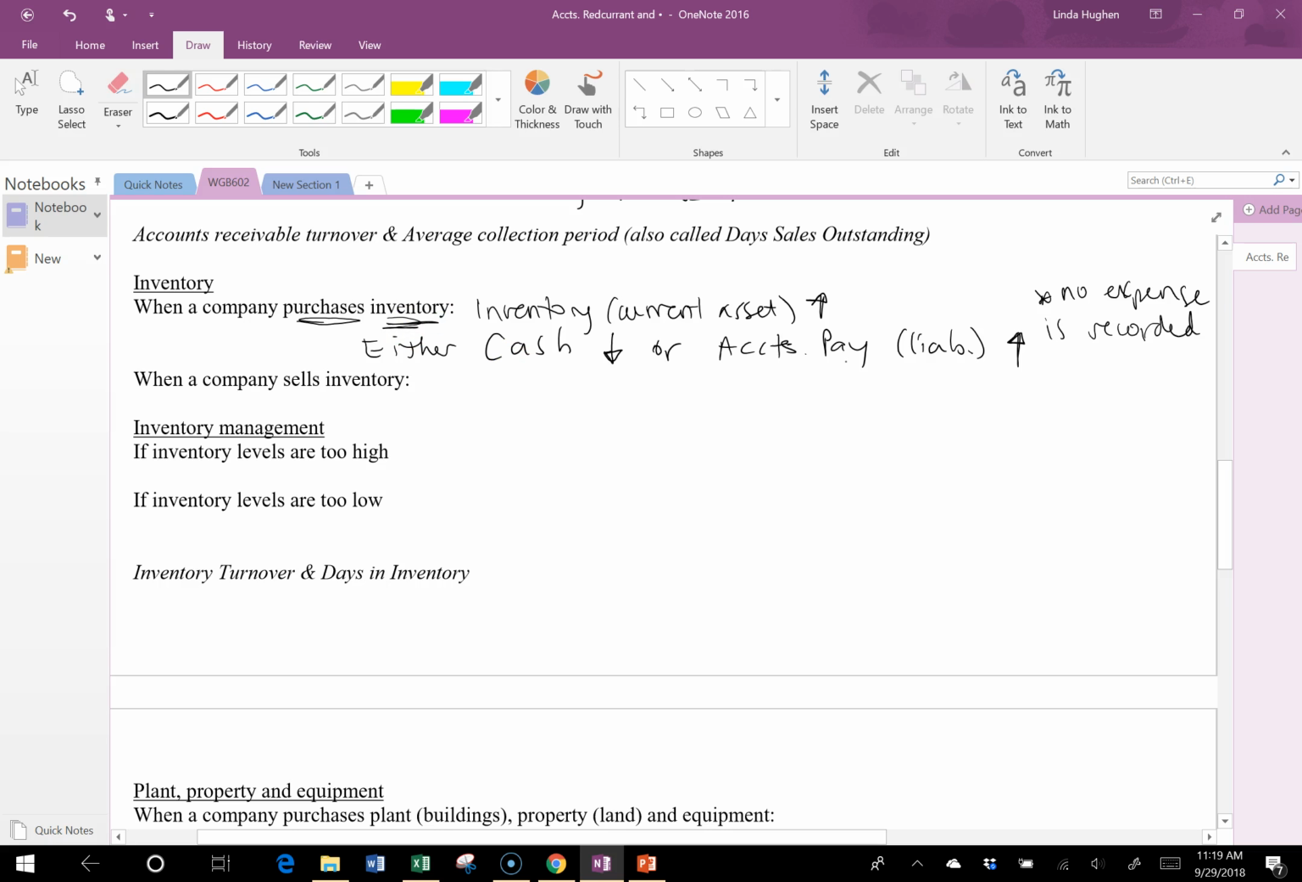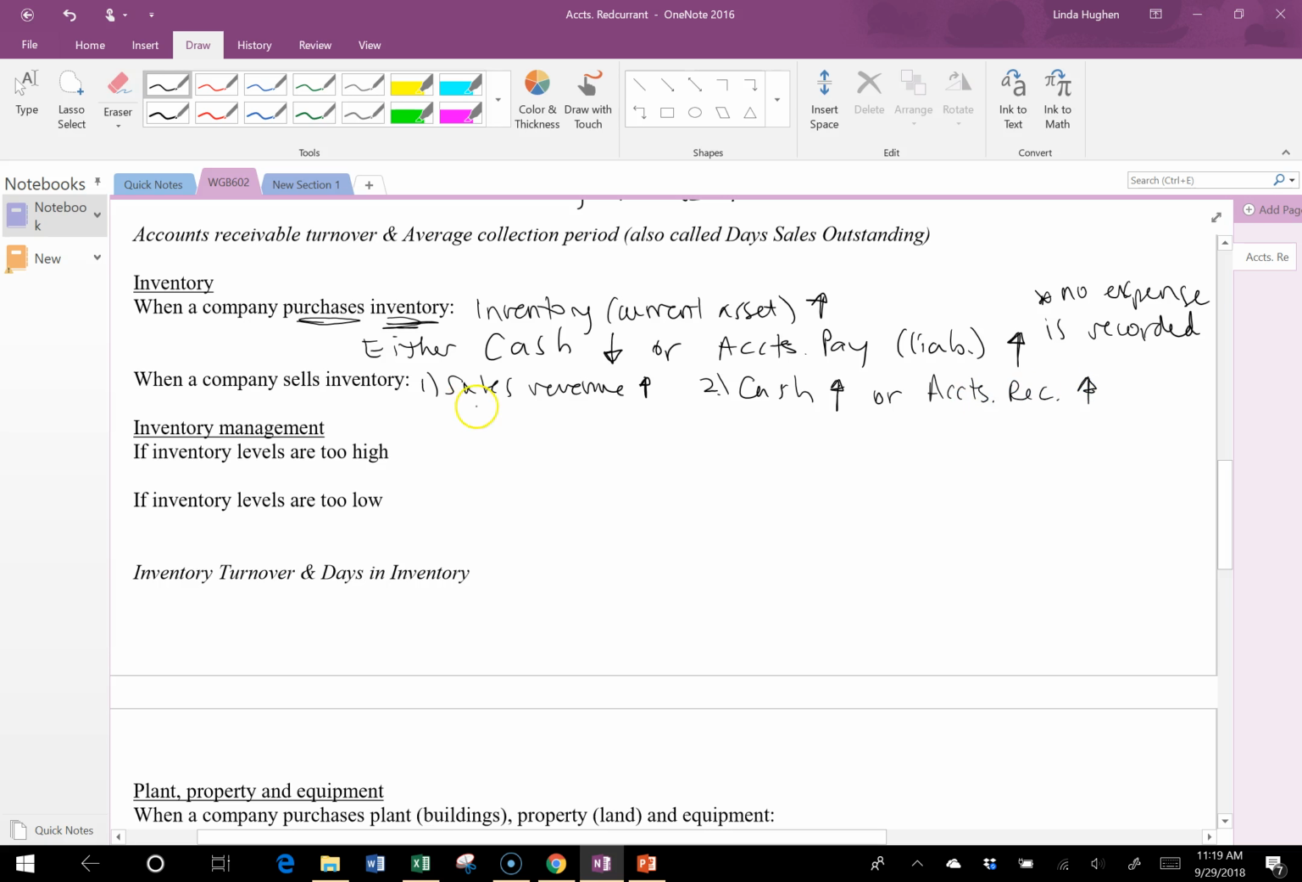Now, what happens when the company sells the inventory? The company sells the inventory, four things happen. One, clearly, most obviously, sales revenue increases on that income statement. Related to the sales revenue going up, either the company receives cash, the current asset cash, from a customer. And if the company does not receive cash from the customer, the company receives a promise to get that cash from the customer. So another current asset, accounts receivable, would go up.